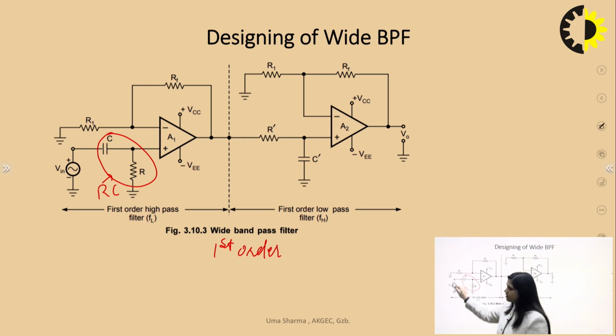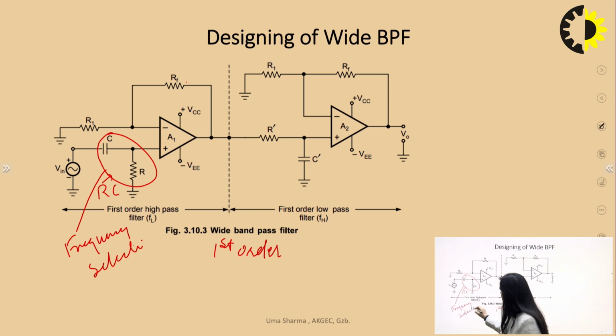This is a non-inverting configuration, because the input is applied at the positive node. At the inverting node, RF and R1 are connected. These components, RF and R1, are used to provide gain to this filter. So this is the gain section. This is how we can classify. This is the frequency selective network, and this is RF and R1. This section is provided to provide gain.